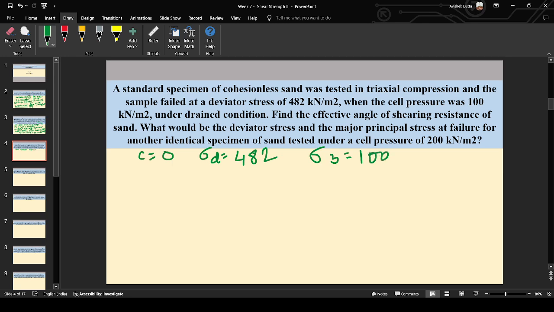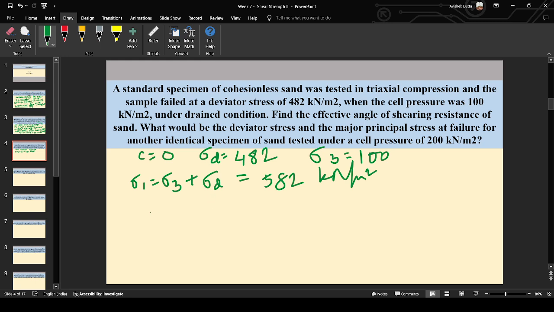Now sigma 1 equals, we know, sigma 3 confining pressure plus deviator stress sigma d. That will be equal to how much? 482 plus 100, 582 kilonewton per meter square. That is the value of sigma 1.